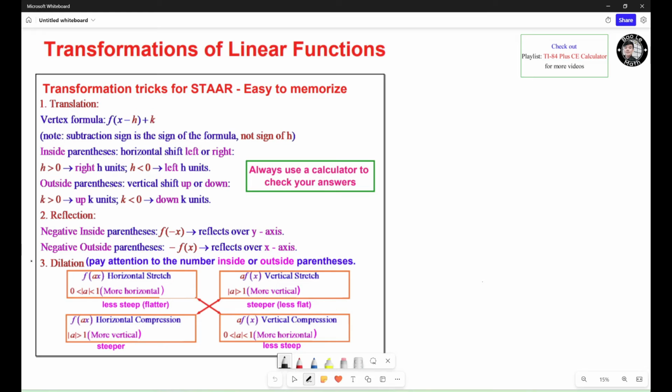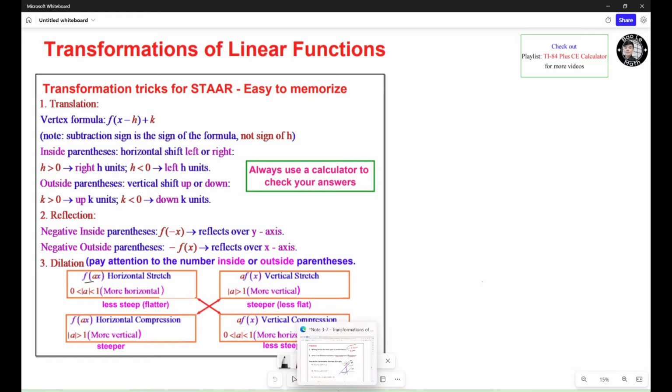Now, let's move on to the last one, dilation. You need to pay attention to the number inside or outside parentheses. So look at this function right here. If you multiply the input by a number from 0 to 1, you will get the new graph, which is horizontally stretched, or more horizontal, or less steep, or flatter.